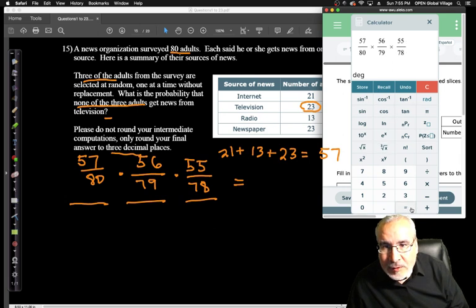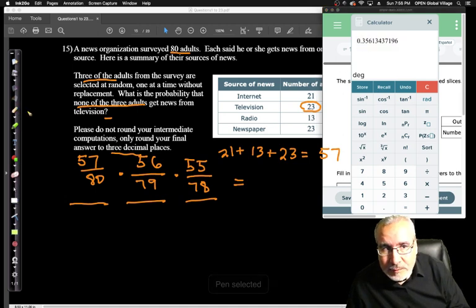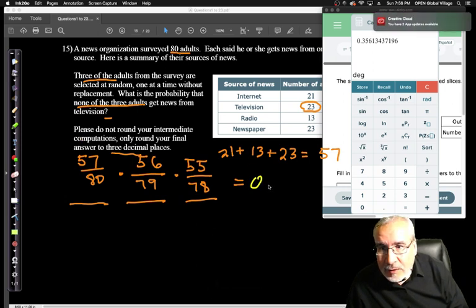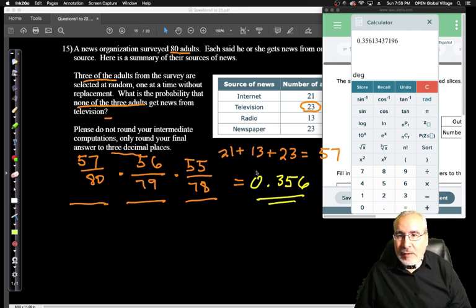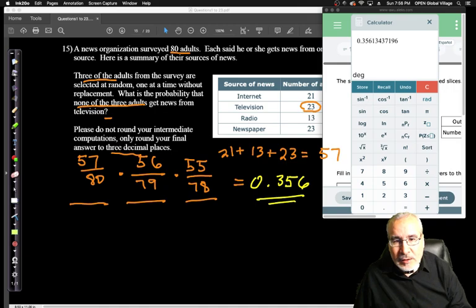And we said equals. We get this number of 0.356. They want 3 decimal places. The 1 is next to the 6, so the 6 is going to stay a 6. 0.356. So our final answer is 0.356. That's what we enter. And that's the probability. Okay, 15's done. We're going to move on to number 16.